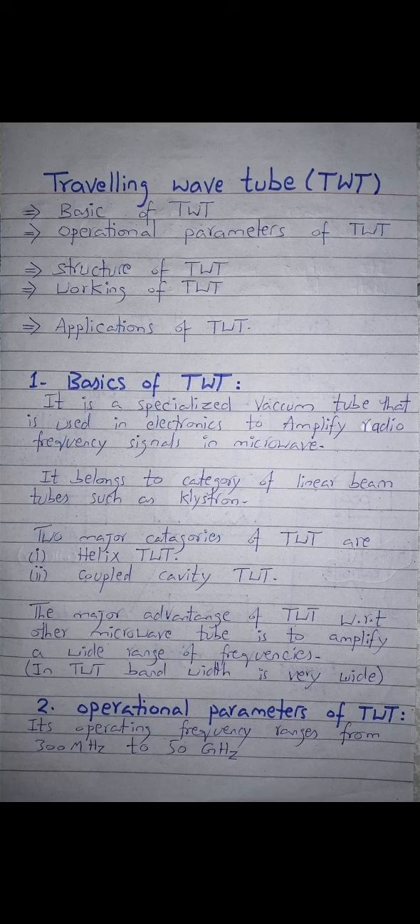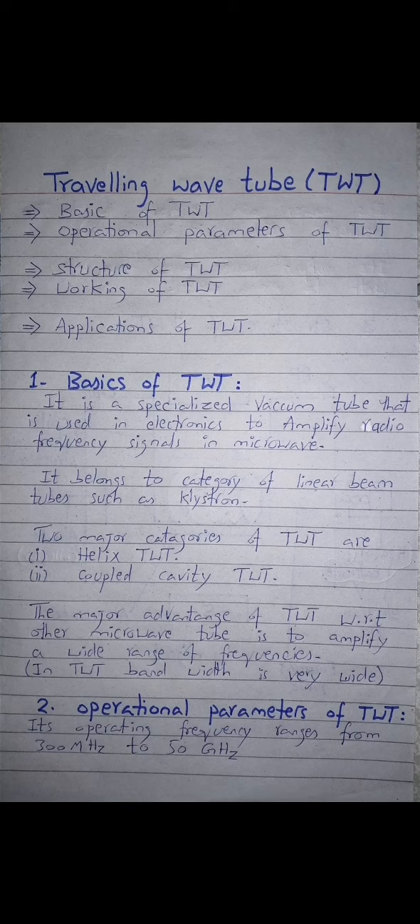So first let me tell you about the basics of the traveling wave tube. What is a traveling wave tube? The traveling wave tube is a microwave amplifier and is capable of amplifying over a wide range of frequencies such as 300 MHz and higher. It is a specialized vacuum tube that is used in electronics to amplify radio frequency signals in microwave. It belongs to the category of linear beam tubes such as klystrons.